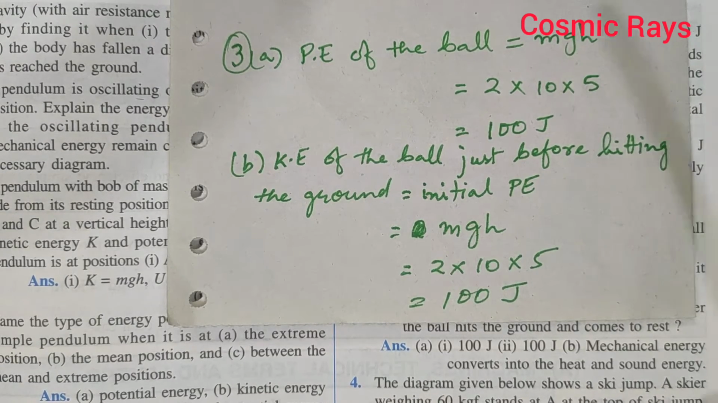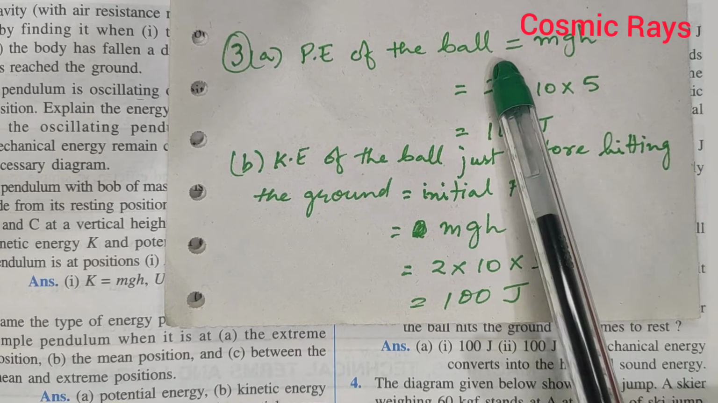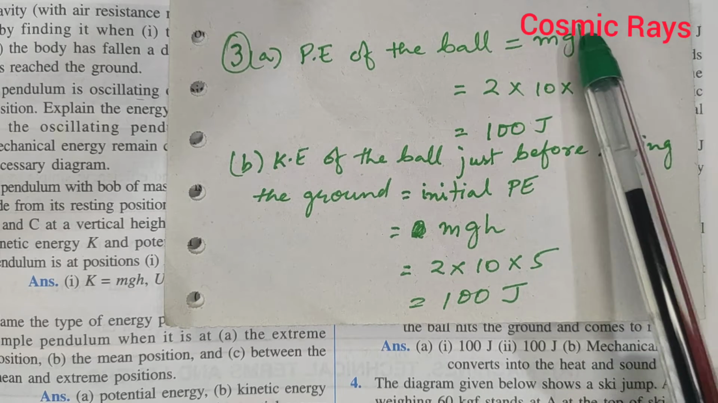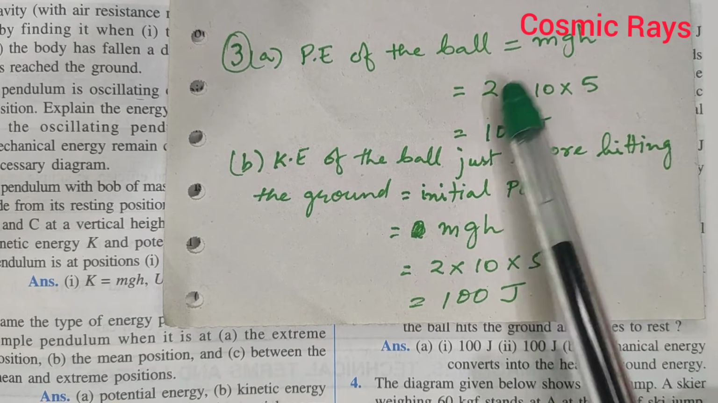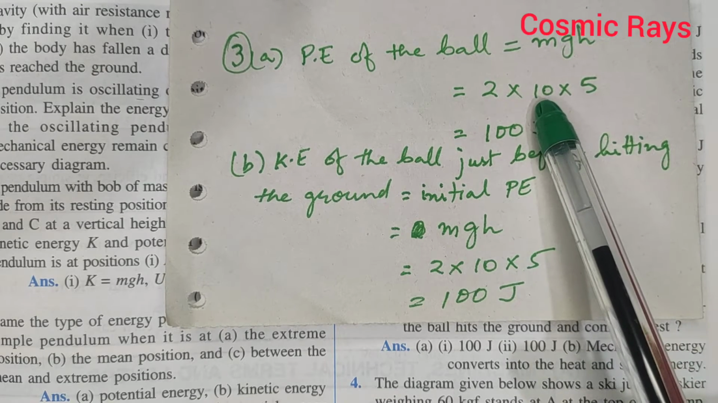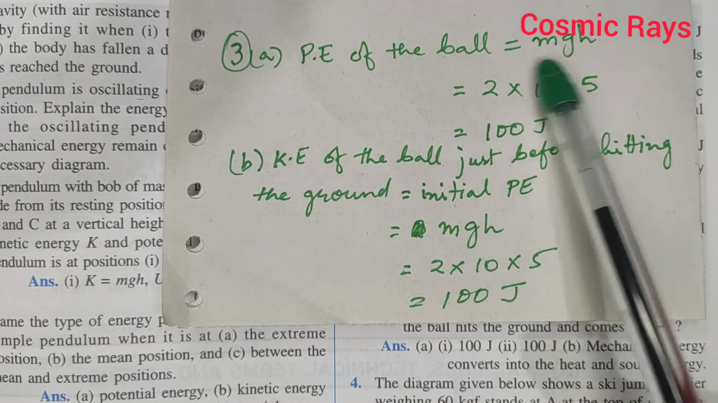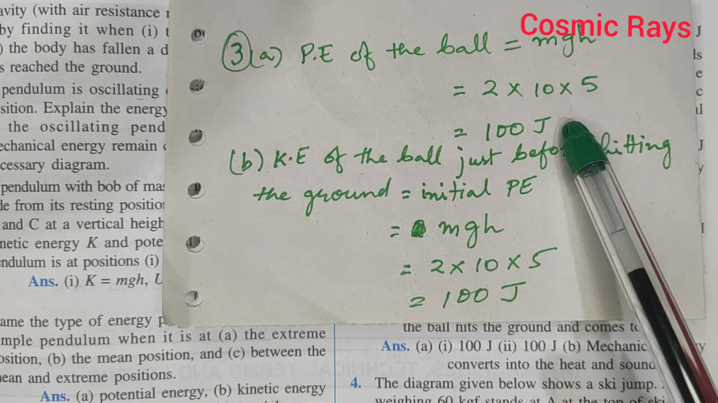You may see here, we have written the potential energy of the ball as mgh. m is the mass, that is 2, acceleration due to gravity is 10, and height is 5. So we multiply it and we get the answer.